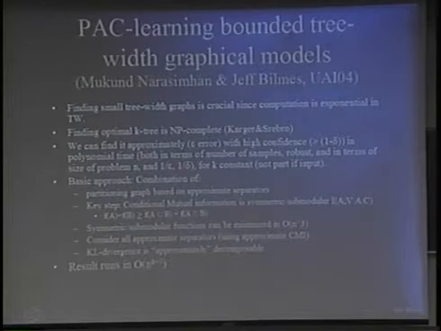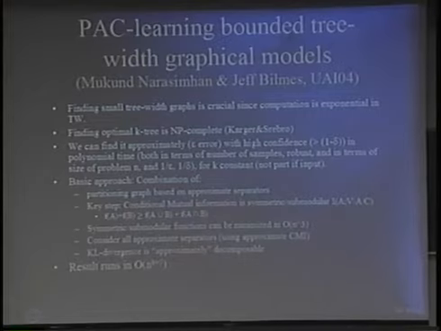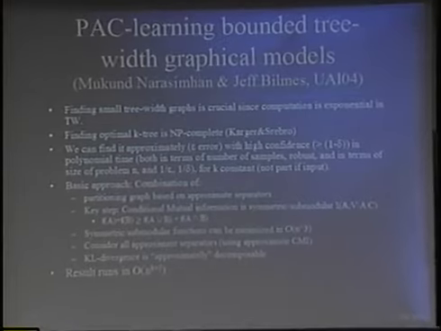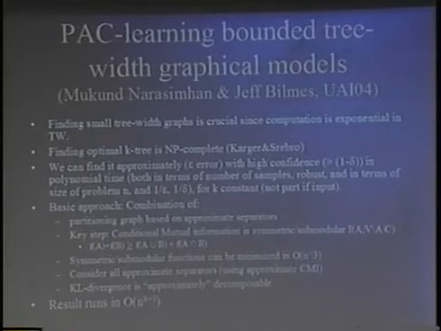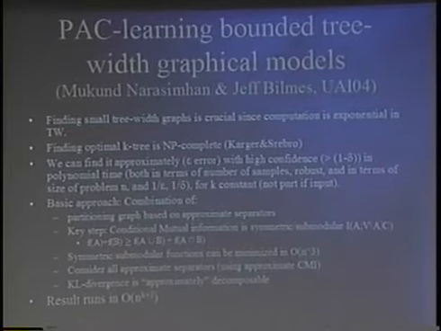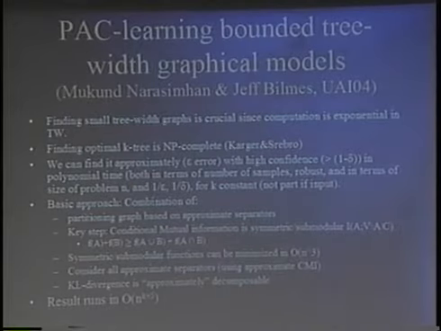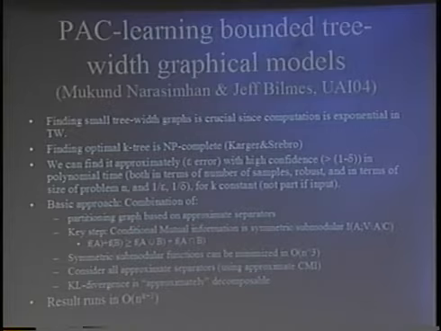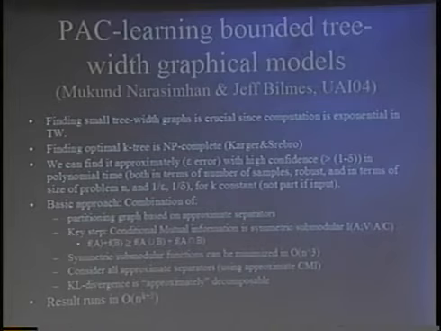Okay. Another result that we have, which is purely theoretical, is the idea of PAC learning bounded treewidth graphical models. And the problem is that there have been a large number of negative results on structure learning in graphical models. Learning the best chain is NP-complete. Learning the best k-tree is NP-complete. Learning the best k-tree in certain cases approximately is NP-complete. And what we've done is we have two results recently that add to the very small number of positive results on learning graphical model structure.